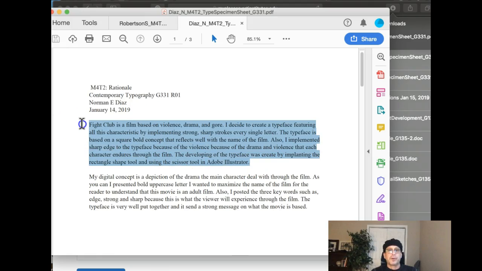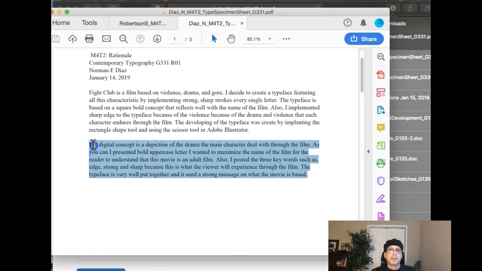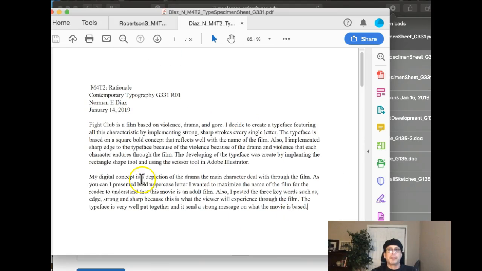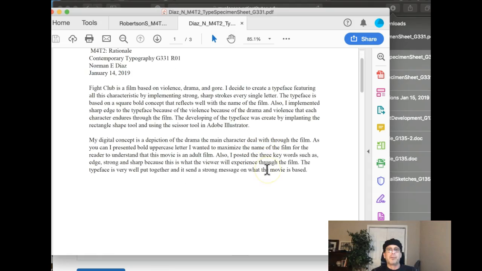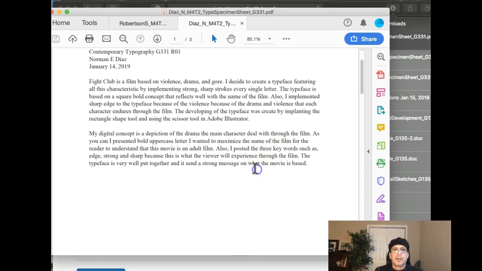Good job with your summary of the story, and good job describing why you chose the concept you did, and describing the merits of that concept as it relates to the meaning that you have associated with the subject matter and through your actual typeface development. Okay, so let's go ahead and jump over.